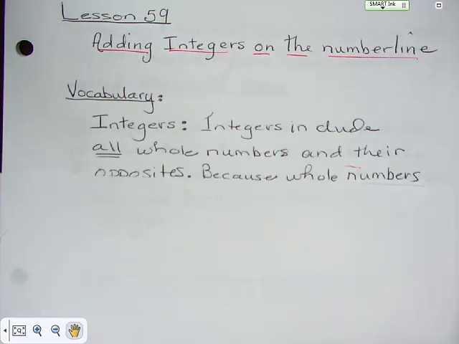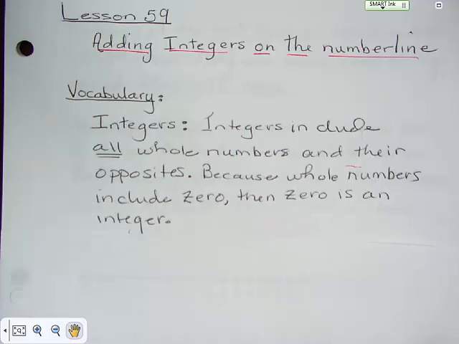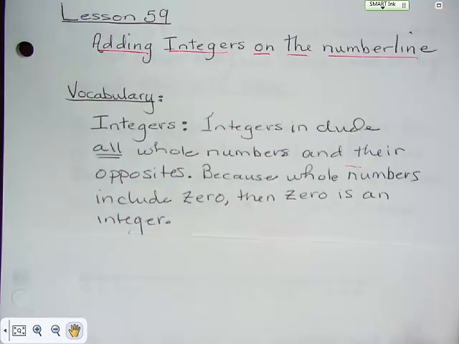Let's define integers, because I think sometimes we get confused as to what an integer is. Integers include all whole numbers and their opposites. Because whole numbers always include 0, then 0 is an integer. But it does not have a positive or a negative that goes with it. It is neutral.